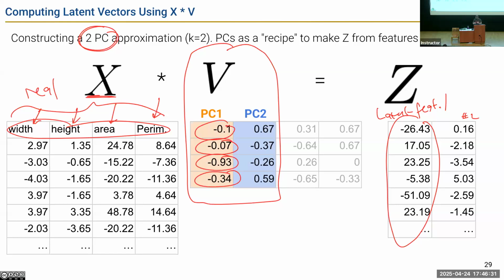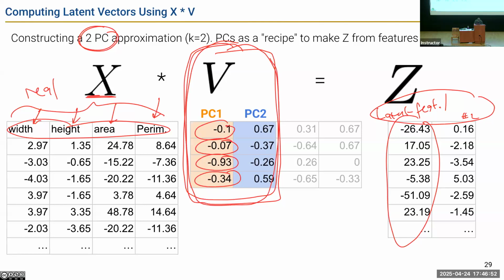And however many latent features you want, we'll talk in a bit about how to choose the number of latent features you might want, all we do to get that number of latent features is just grab that many columns from V in order. Because the first principal component captures the most variance, the second one the second most variance, and so on. So if you want two latent features, you multiply X by the first two columns of V. If you want three, you multiply by all three columns. Okay, so that's one way to construct latent features using X and V.